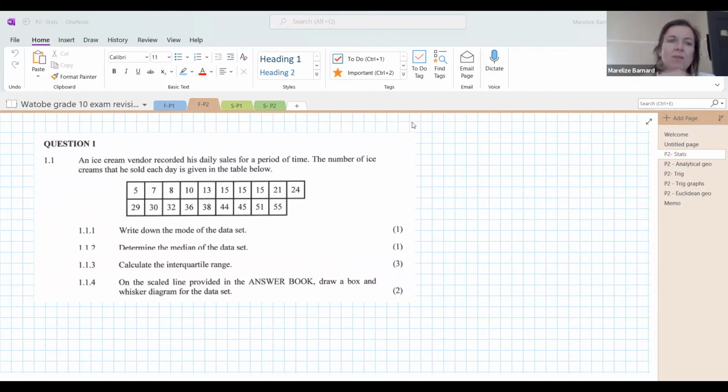It says an ice cream vendor recorded his daily sales for a period of time. The number of ice creams that he sold each day is given in the table below. And then there's a bunch of questions. So I'm going to leave you to it for about 3 minutes to work on this question. And then at about 5 past, we'll check in with each other and see how you are doing, and then be ready with your questions. Okay, so until 5 past, work on this question, and then we'll check in, see how everyone's doing.